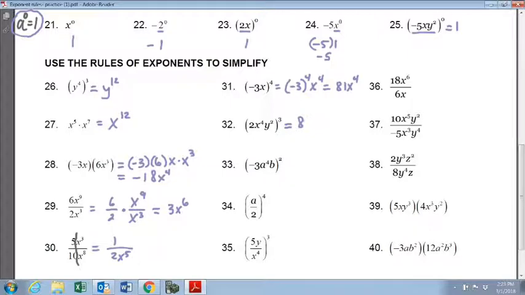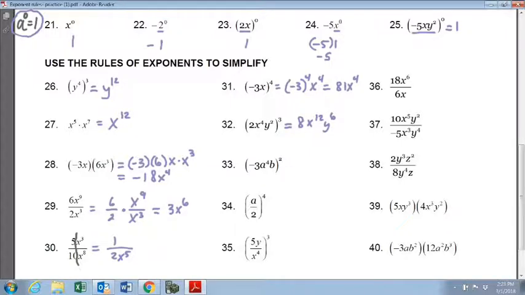X to the 4th cubed, so that's a power to a power. We'll multiply our exponents. We get x to the 12th. Y squared cubed, that's a power to a power. So we'll multiply our exponents again. So you might want to try 33 if you didn't already do that. It's just like the one we just did.